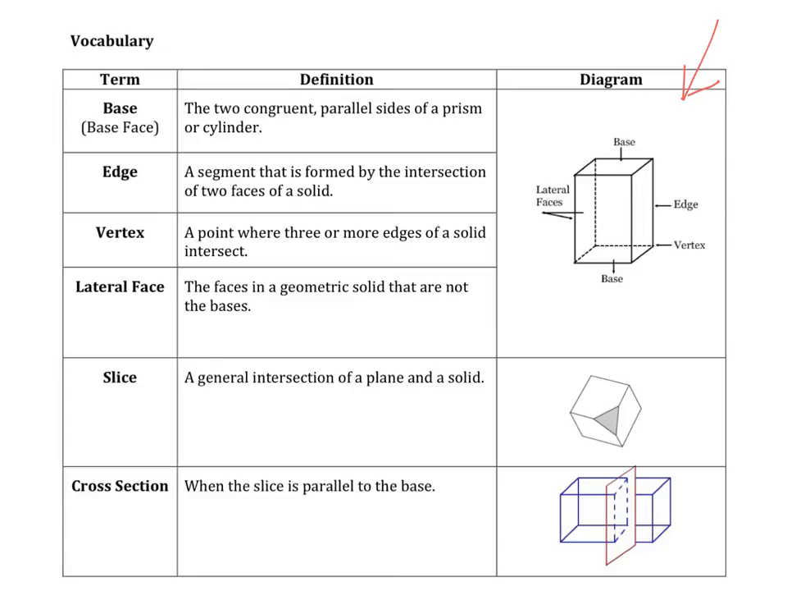We have something called an edge, which is a segment that is formed by the intersection of two faces of the solid. So these are the edges. We have a vertex, a point where three or more edges of a solid intersect. Those are going to be the corners. We have a lateral face, the faces in a geometric solid that are not the bases. So that's going to be something on the outside here. We have something called the slice, a general intersection of a plane and a solid, and a cross-section when the slice is parallel to the base.